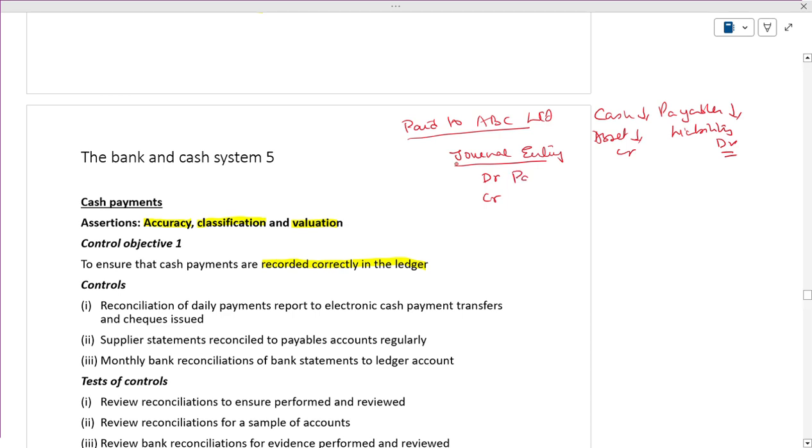If liability increases, it is credit. If liability is decreasing, it is debit. Is it right? Debit will be payables and credit will be what? Credit will be cash or bank.